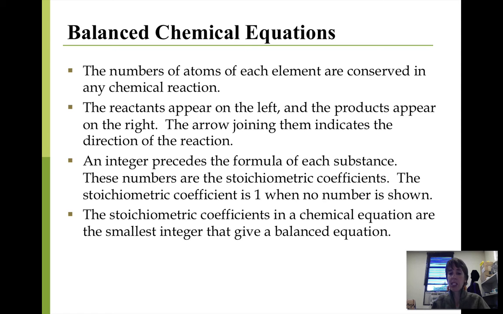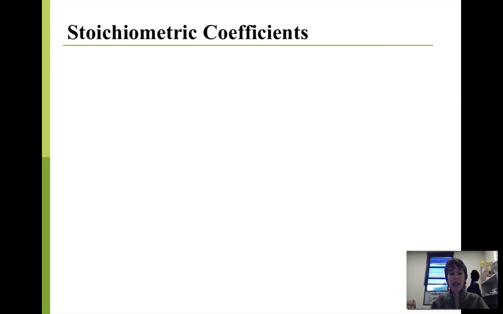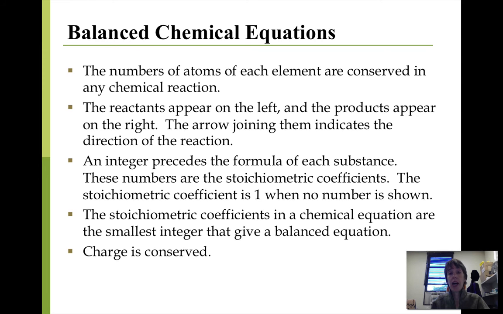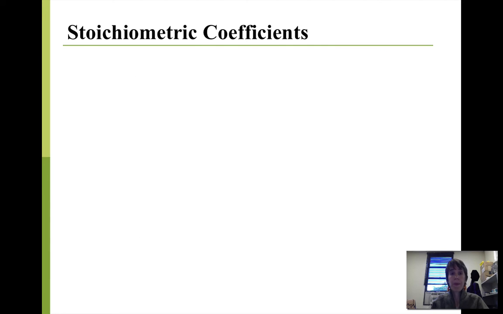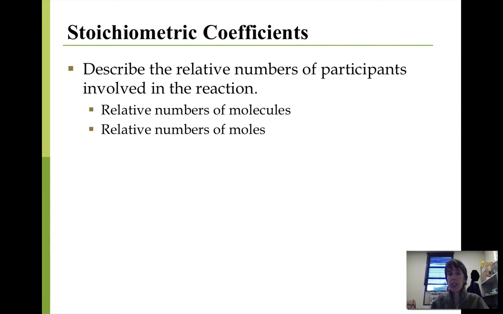That ratio has to be the simplest ratio, so the smallest integers. And then also, charge is conserved. So if we have ions in the chemical reaction, charge is also conserved. So a little more on those coefficients.